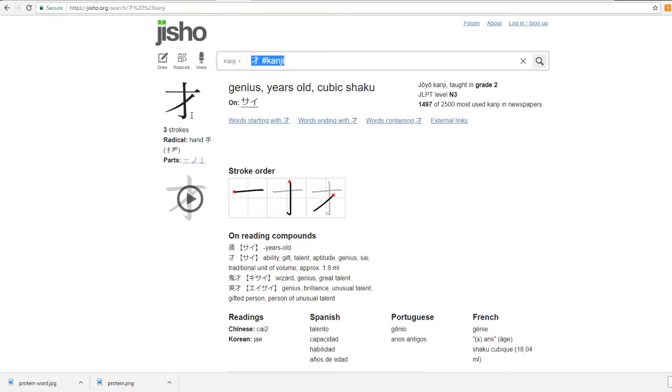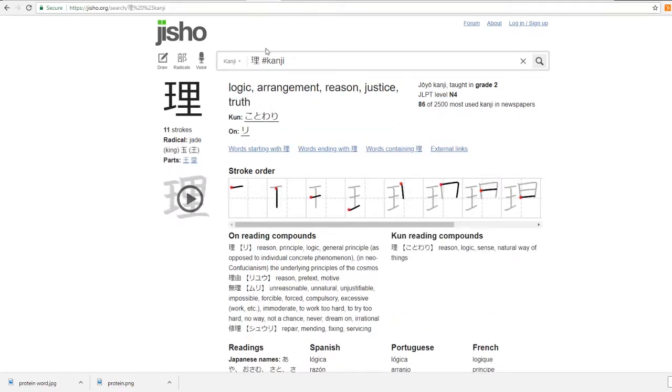Next one we're going to look at is genius or years old. I know there's a mnemonic inside Anki if you look at that one, but I honestly just have to remember this one because whatever they put just doesn't really work for me. So this is just one of the few that I kind of just remember. Its onyomi is going to be, I believe this is K, but I could be wrong. No, it's sai. Again, my katakana is terrible.